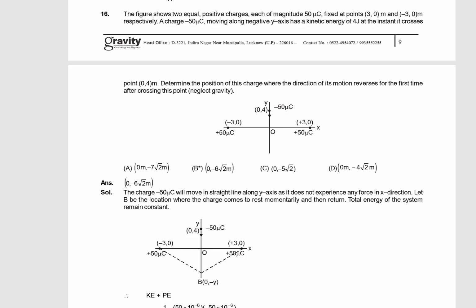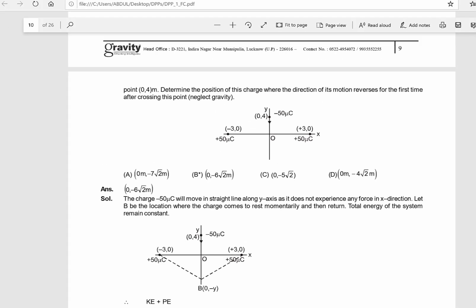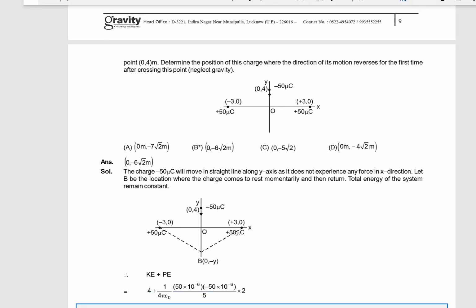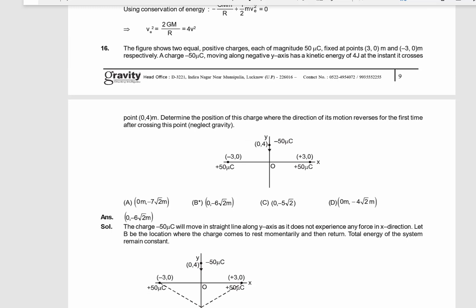Here we have two charges, each of 50 coulomb, positive charges fixed at minus 3, 0 and 3, 0 on the x-axis as shown here. And the negative charge is released on the y-axis, as shown. It is not just released; it is also given some velocity in the y direction as shown, right? What we have to do is find where it will go and stop, right?